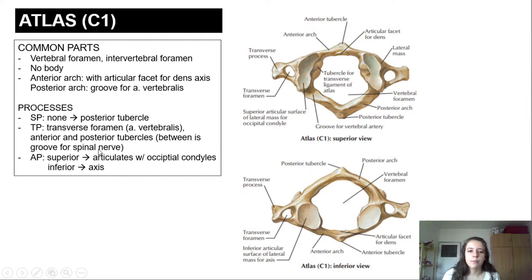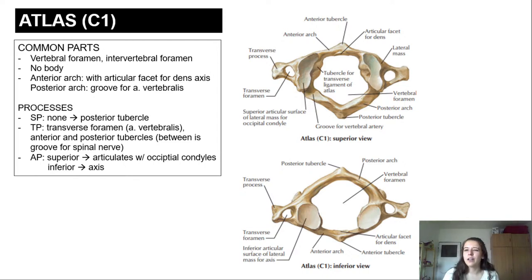So it's good for spinal nerve, so sulcus nervi spinalis. And then the last one is the articular process. So the superior articular process, you can see how it is huge. It is very big because it is going to articulate with the skull, with the occipital condyles.